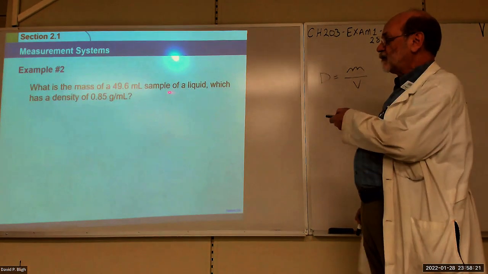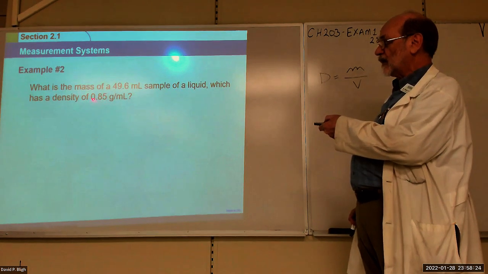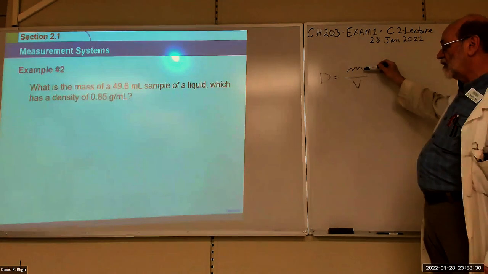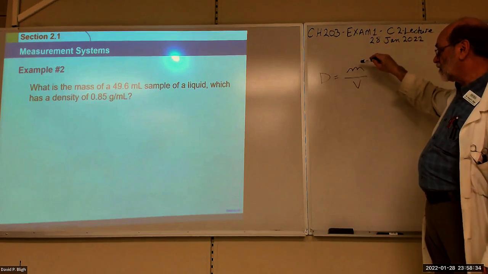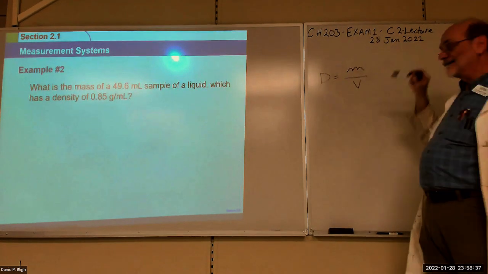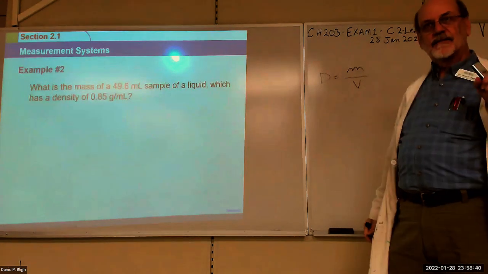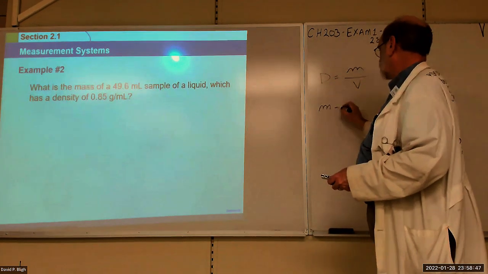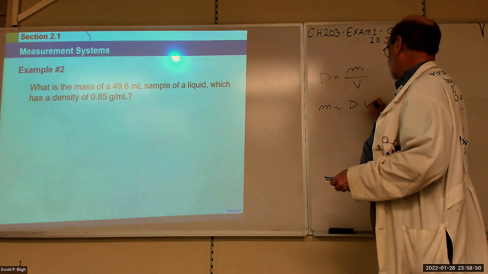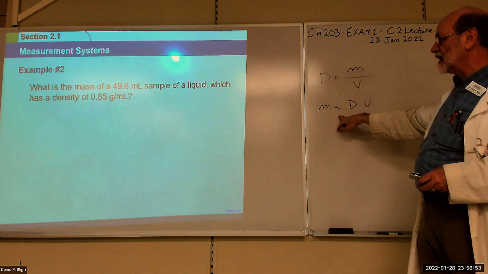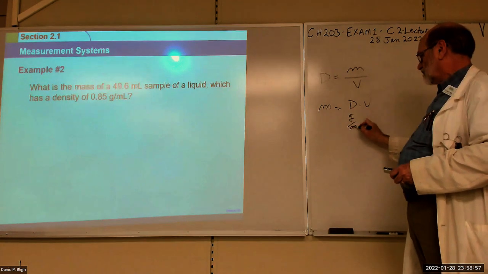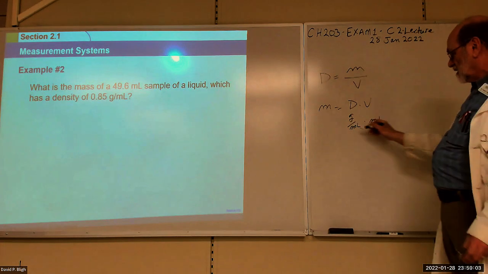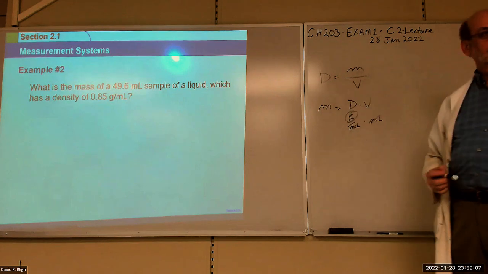Okay. What's the mass of 49.6 milliliters of liquid with a density of 0.85 grams per mil? In that case, we know this one, and we know that one. We're going to solve for this one. And you always check your units, right? If the answer needs to be mass, D times V. If the answer needs to be mass, then density, grams per mil times milliliters, right? I just left the numbers out. I'm looking at units. Milliliters cancel. We're good. Our answer is in grams.